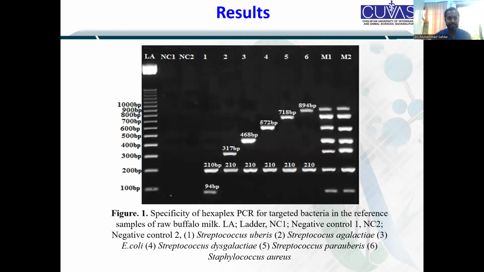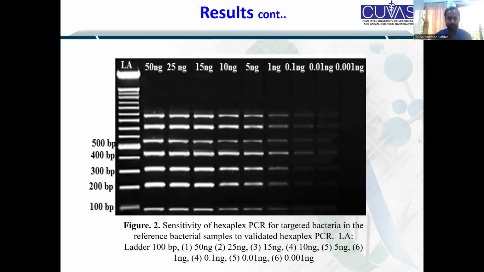The results show that in the first lane there is a ladder. It has been used as a control, then NC1 and NC2 were used as negative controls. Then sample 1 is specific for one bacterium, sample 2 for another, and so on for 3, 4, 5. Finally, we optimized multiplex PCR 1 and multiplex PCR 2. Multiplex PCR 1 and 2 were only repeated once. We did not make any change in them.